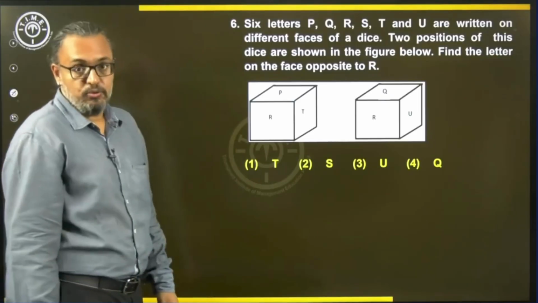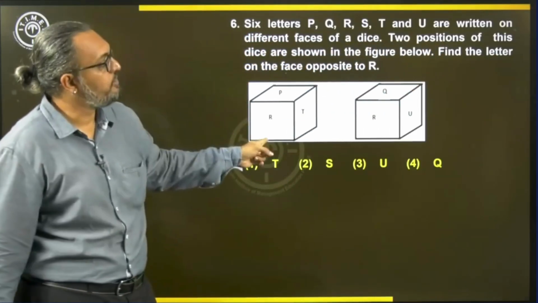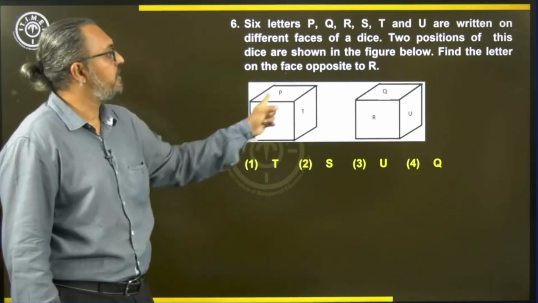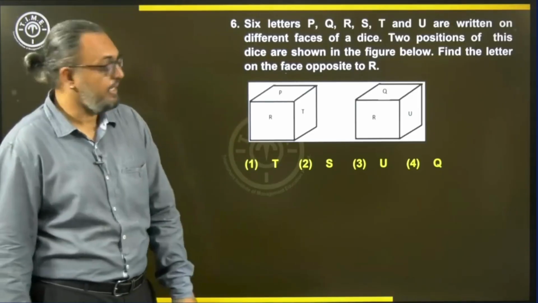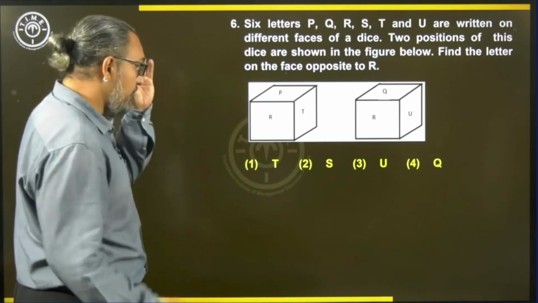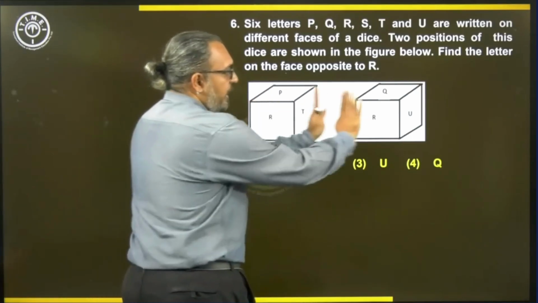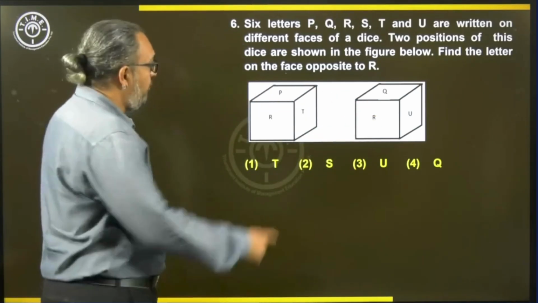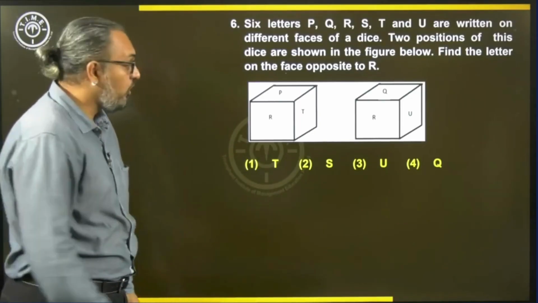Now coming to the next one, he says 6 letters P, Q, R, S, T and U are written on different faces of a die. 2 positions of this dice are shown. Find the letter on the face opposite to R, he says. Okay, so let's see this. Now again see, R is on the same side on both the views, but P and T are changed to Q and U. So again what is happening?